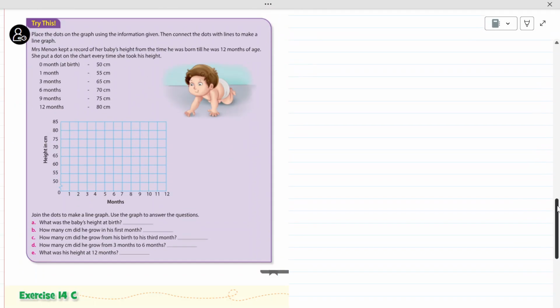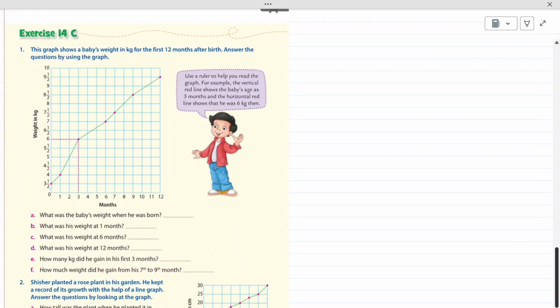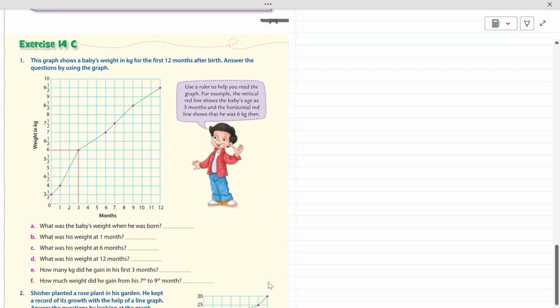Now let us go next and pick exercise 14. See here. This graph shows a baby's weight in kg for the first 12 months after birth. So this is the graph. This graph has been plotted to show the weight of the baby for the first 12 months after the baby is born. Using this, we have to answer these questions. So let's go through the graph first. In the horizontal axis, we have the months plotted, that is 0 month, 1 month, 2 months up to 12 months.